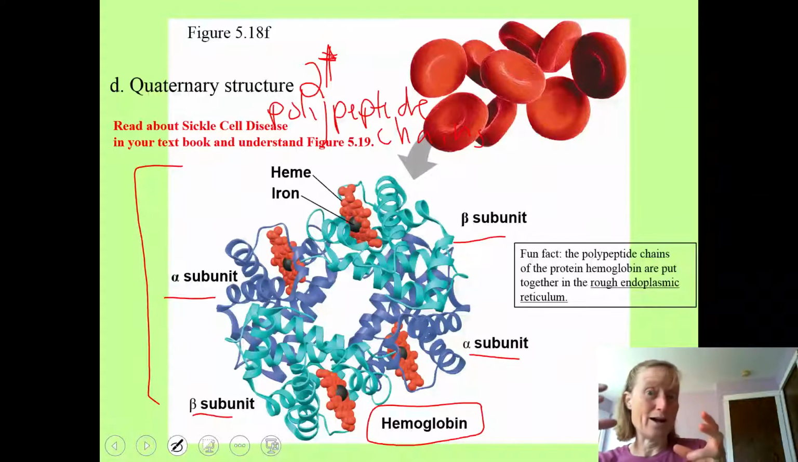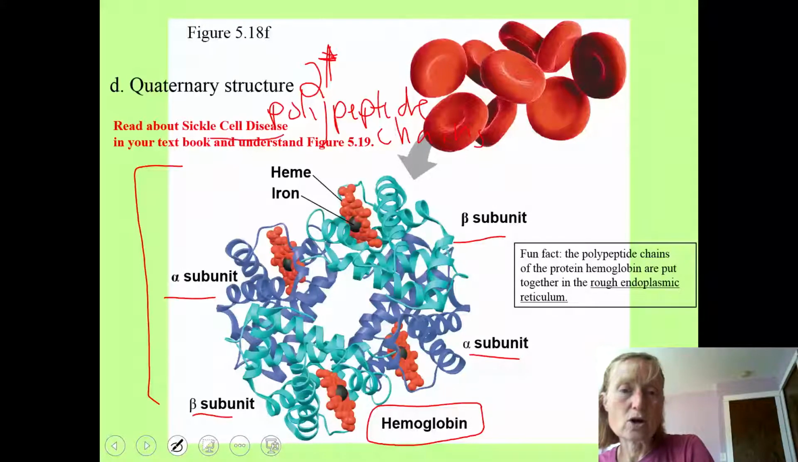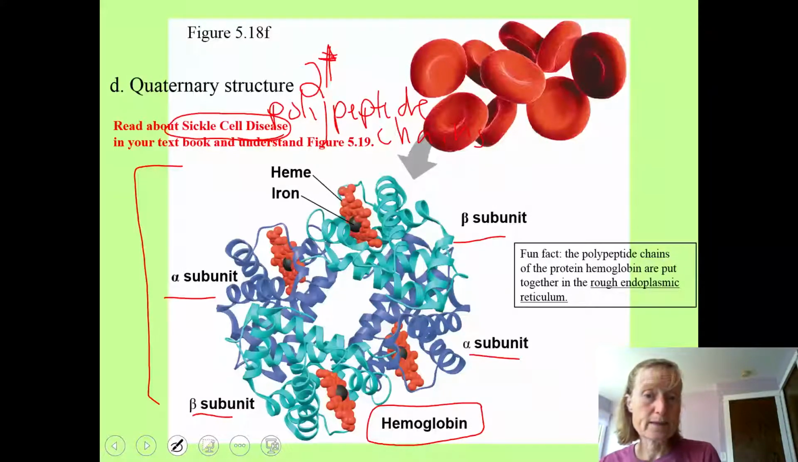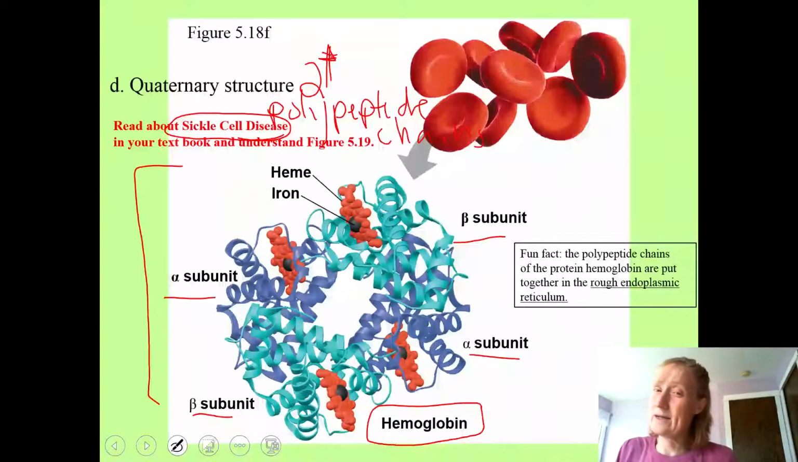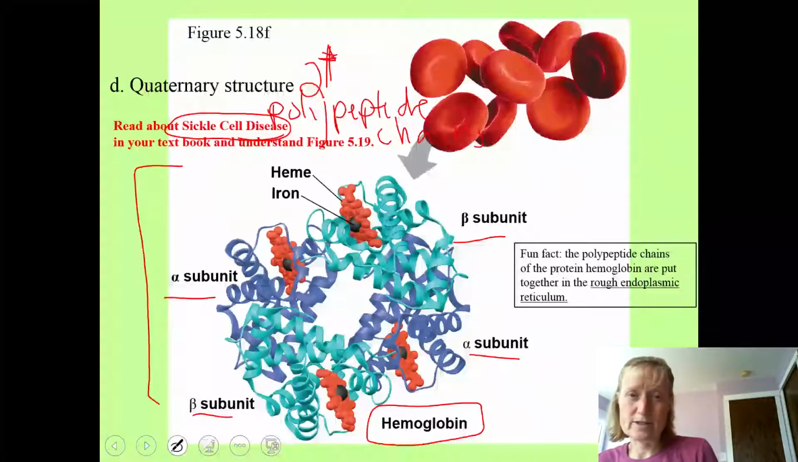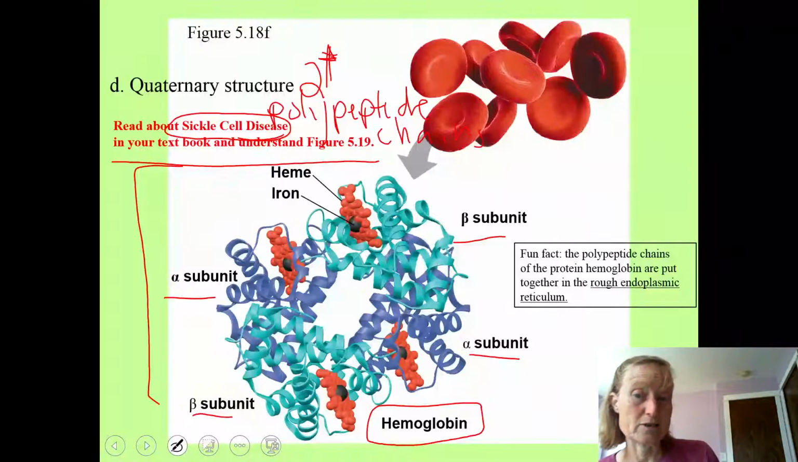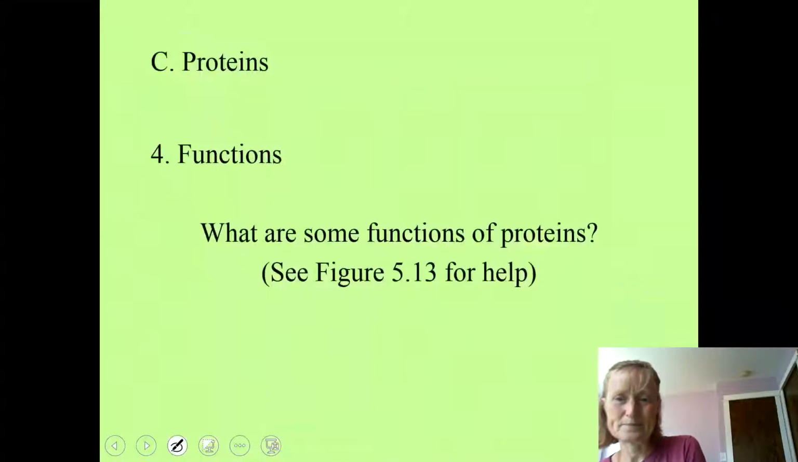Hemoglobin works really well, but if there is a mistake in one of these chains, we can have a disease called sickle cell disease. Because what sickle cell disease does is it leads to a hemoglobin that doesn't have quite the right 3-dimensional shape. It doesn't function perfectly. It works most of the time, but then it doesn't work all the time. And what I want you to do is read the details about sickle cell disease and how it arises. It's pretty interesting, actually.